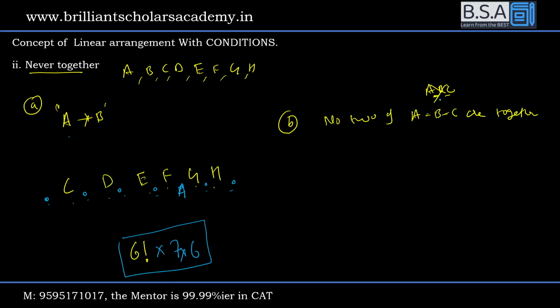If it says no two can be together, D, E, F, G and H. How many are there? 5. I can arrange them in 5 factorial ways. Now, how many empty spots do you have? 1, 2, 3, 4, 5 and 6. There will always be one spot more. 5 people have been arranged, so there is one extra spot. When 6 people are seated, how many spots do you have? 7 spots. Similarly, with 5 people seated, I have 6 empty spots.